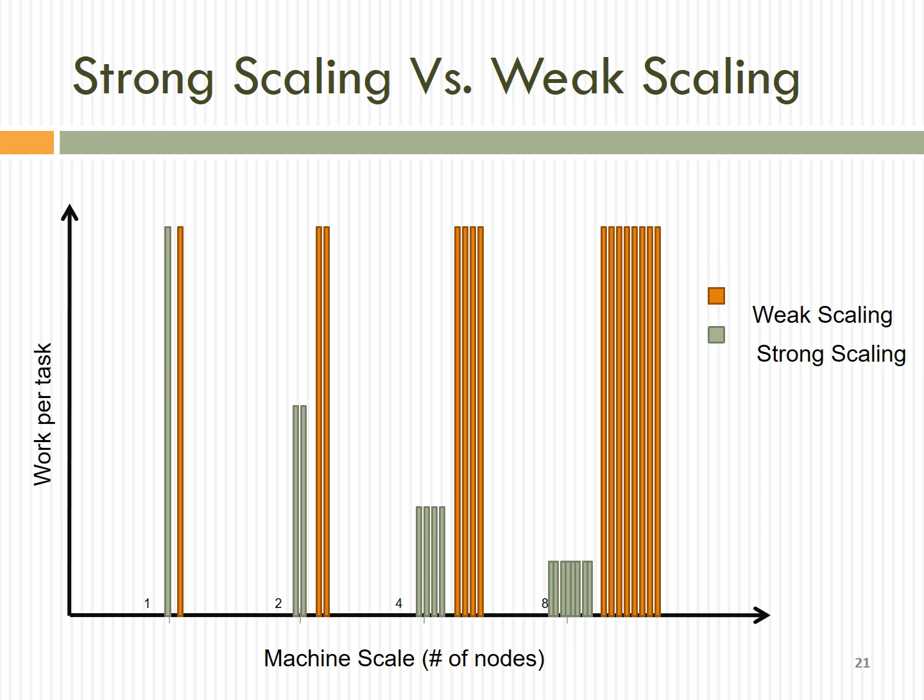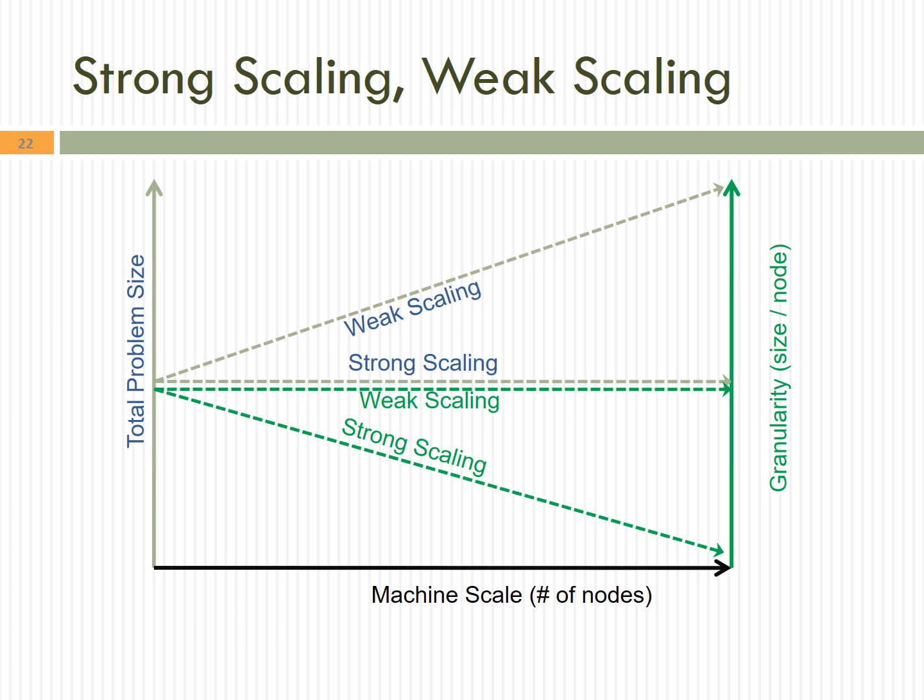Strong scaling versus weak scaling. This is the graph of weak scaling and strong scaling. When we look at the first one, with one processor, the strong scaling and weak scaling graph is the same. But from the second and the fourth until the eighth, the strong scaling work is lower than the weak scaling.